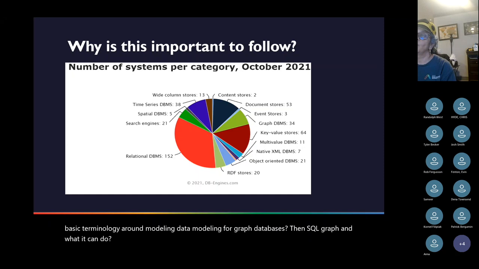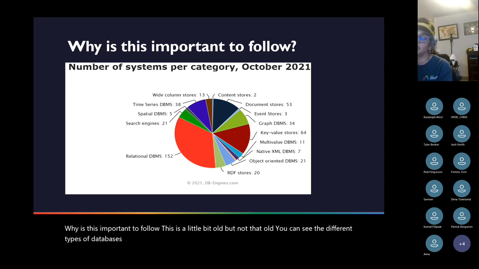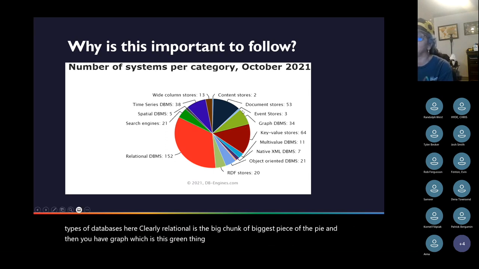So why is this important to follow? This is a little bit old, but not that old. You can see the different types of databases here. Clearly, relational is the biggest piece of the pie. And then you have graph, which is this green thing to the right, and it is a pretty decent size.